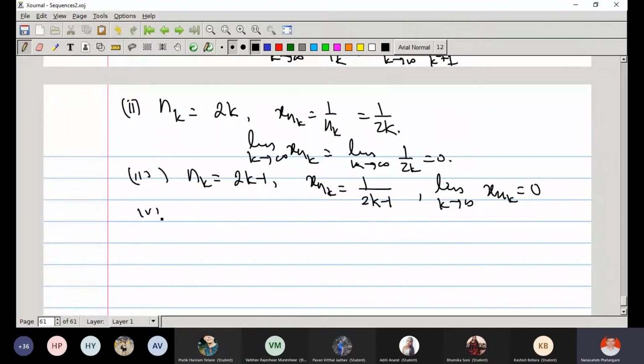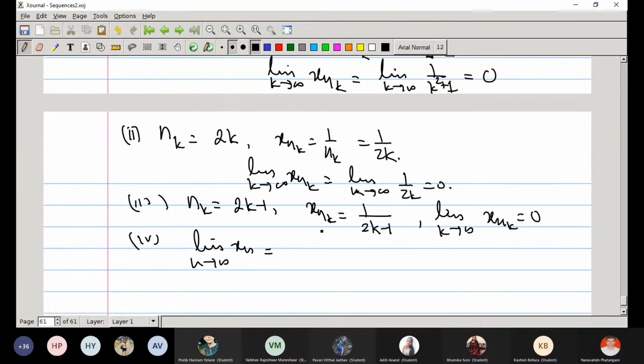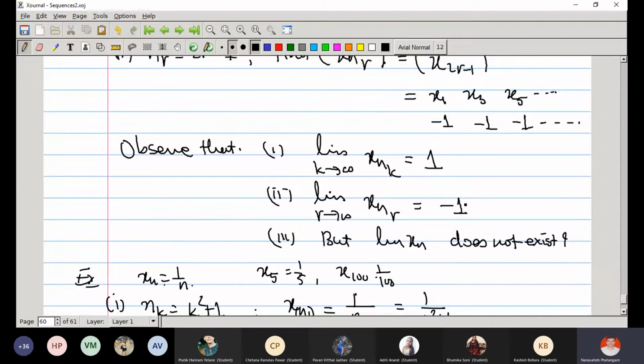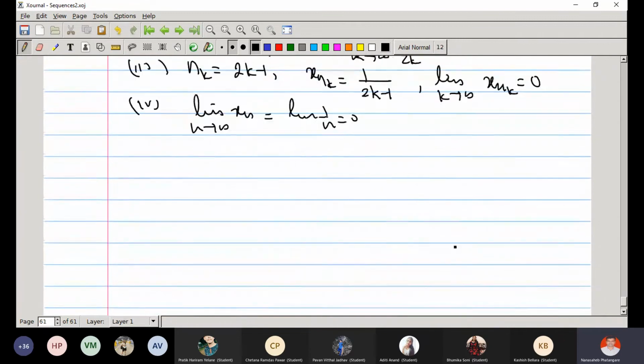And on top of that, what is the limit of the original sequence xn? It is also 0. So here we saw some subsequences whose limit is 0, and the limit of the original sequence is also 0. In the previous example, the limit of subsequences exists for some subsequences at least, but the original sequence does not converge. So that is the main issue which we are going to discuss. What is the significance of studying subsequences?